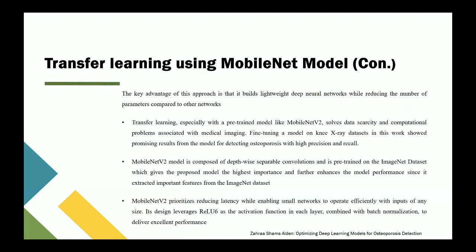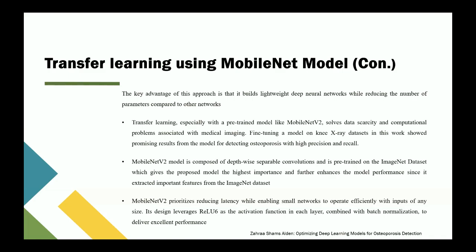The key advantage of using transfer learning with a pre-trained model like MobileNet, which we used here in our model, is that it solves data scarcity and computational problems associated with medical images. The MobileNet version 2 model is composed of depth-wise separable convolutions and is pre-trained on a large data set such as ImageNet.